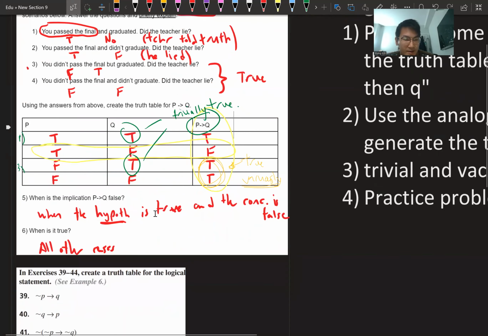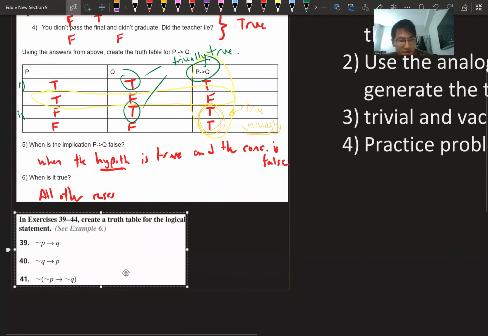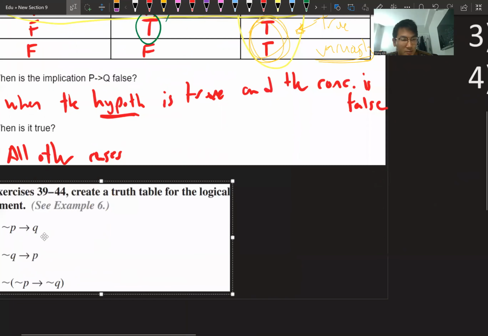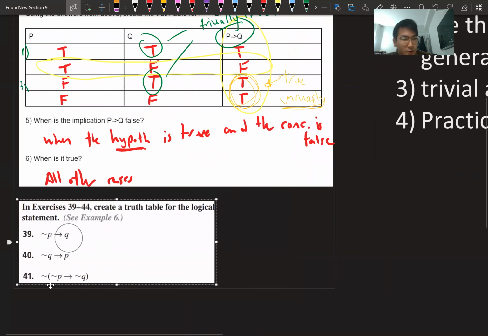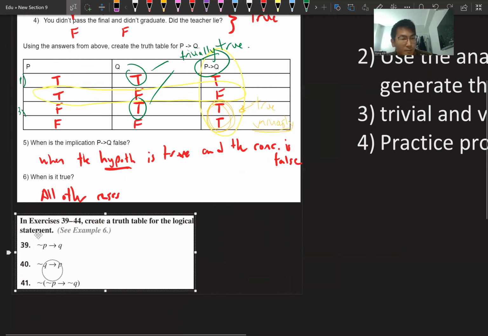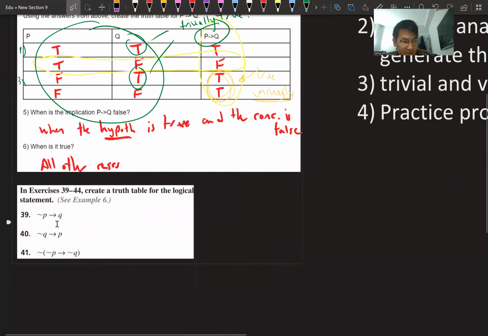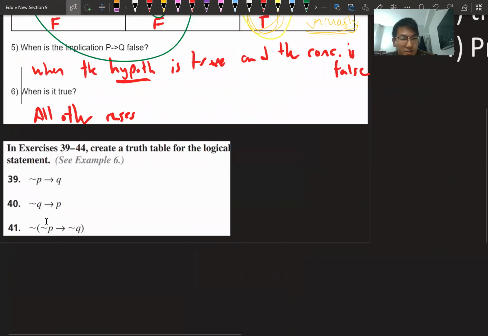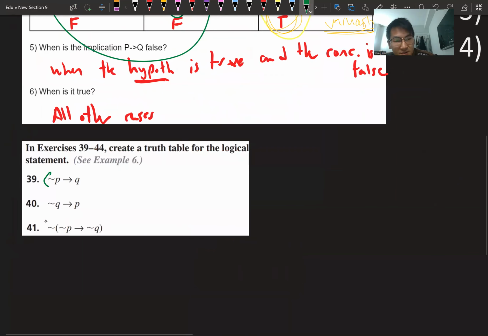Okay, so this is how you should remember how to create the truth table. Then these exercises: create a truth table for the logical statement below, 39 to 41. It's using two statements, P and Q, so it's going to have four rows. You can fill this out. To get these other parts, you just need to know what this means. This symbol means negation, and this means not.